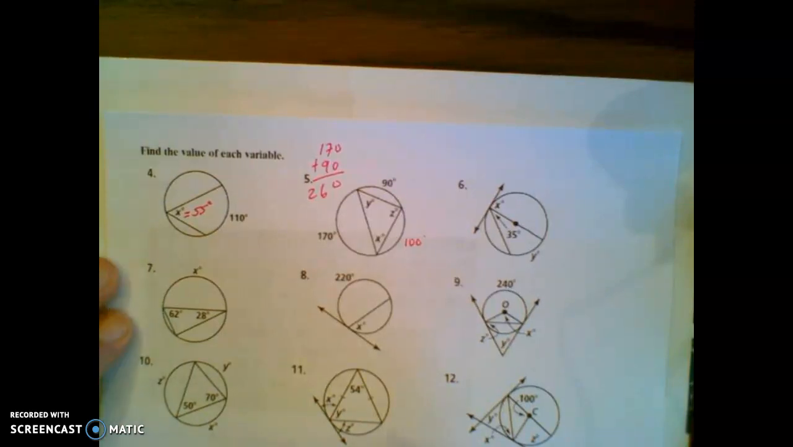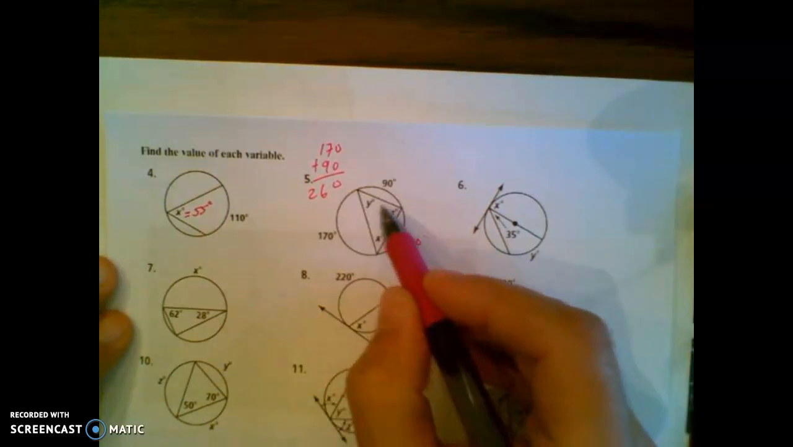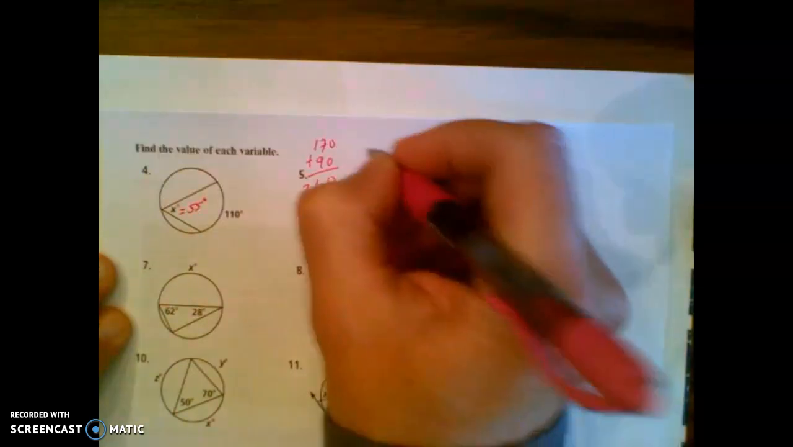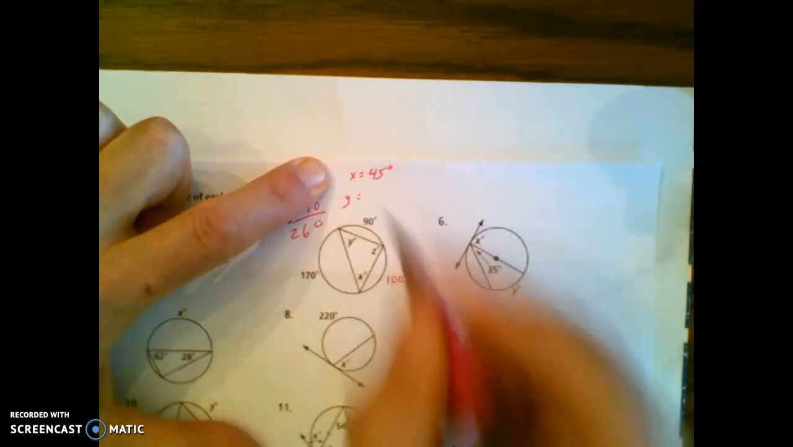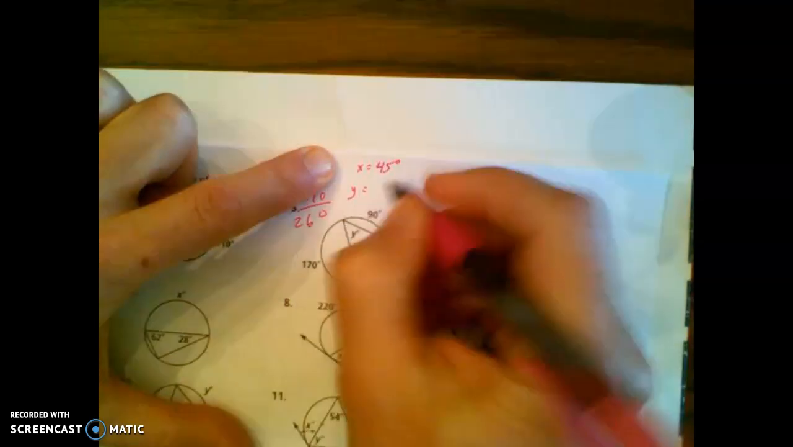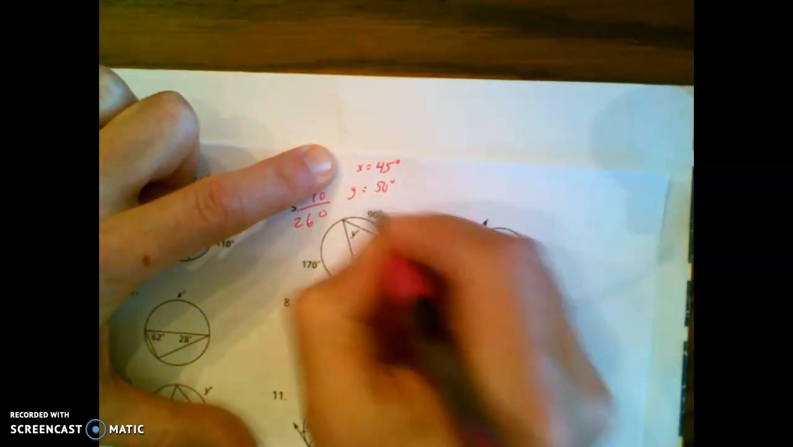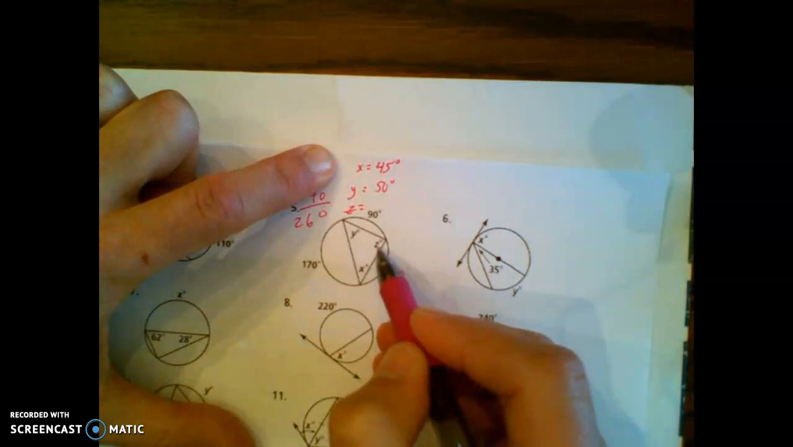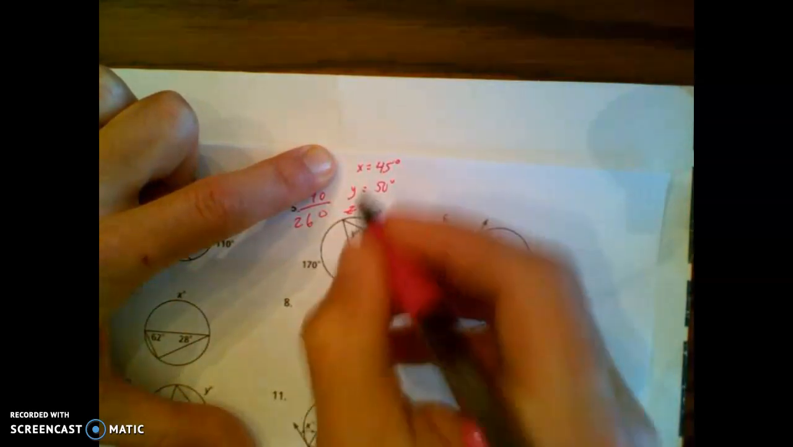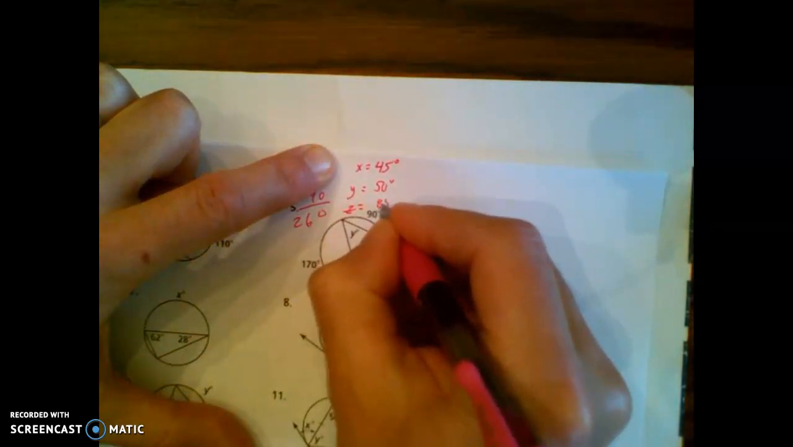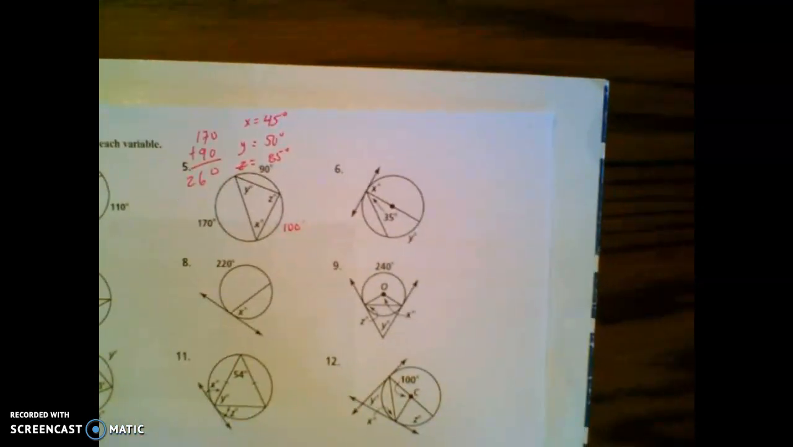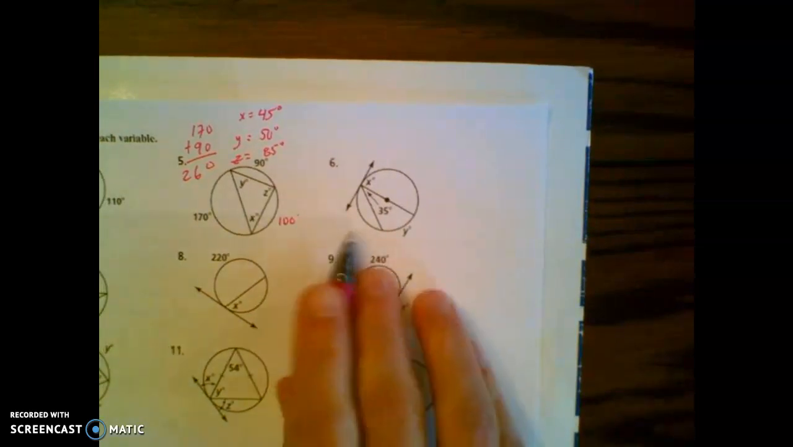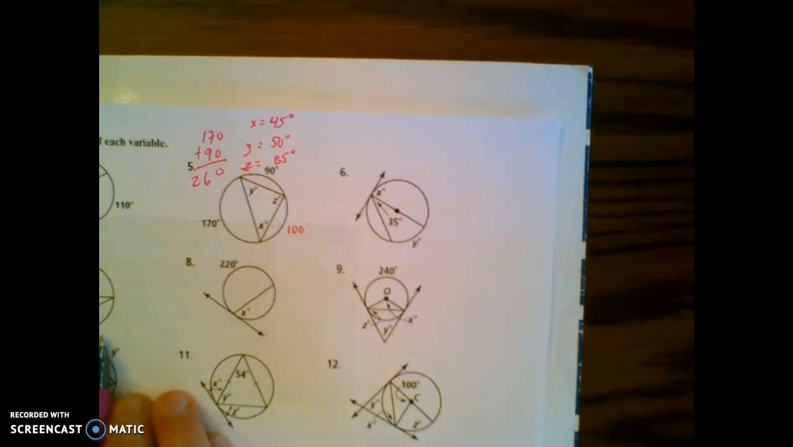So now I could use some inscribed angles here. X is across, making a 90 degree arc, so I know X is going to be half of 90, which is 45. Y is an inscribed angle making 100 degrees, so that's going to be 50 degrees. Z is making a 170 degree arc, so what is that, 85 degrees? So basically I'm just using these properties of inscribed angles. Number 6, I think we already did on the previous page.